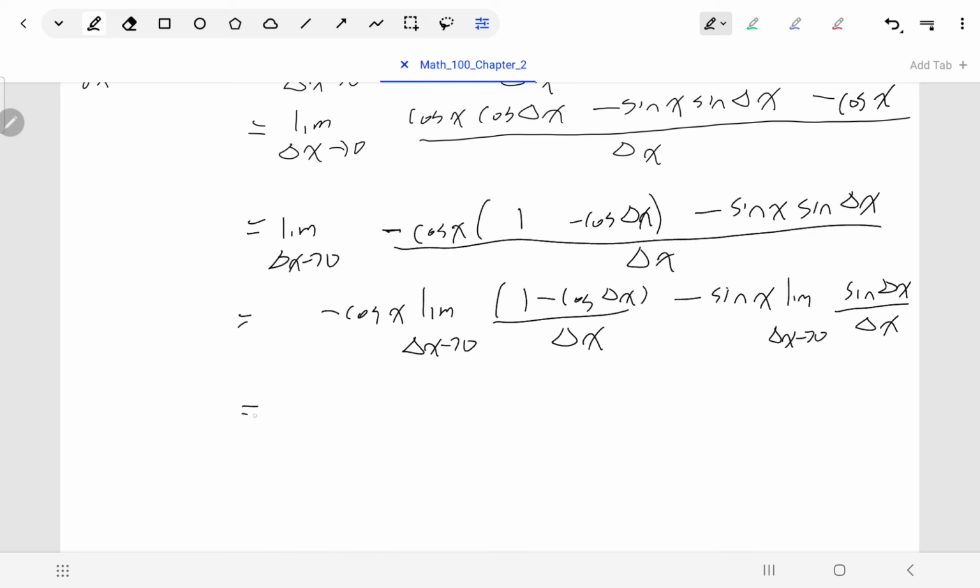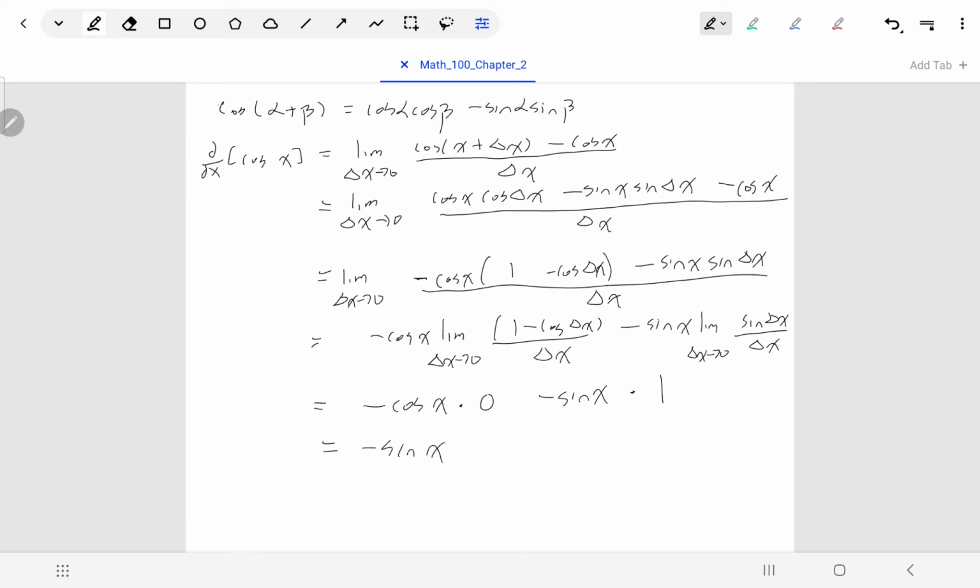Same sort of thing as before, things clean up pretty quickly here because they both are special little cosine and sine identities. The 1 minus cosine delta x over delta x, that goes to 0. And sine delta x over delta x, that goes to 1. So we are left with negative sine of x. So there we go. We've shown the derivative of sine is cosine. We've shown the derivative of cosine is negative sine.